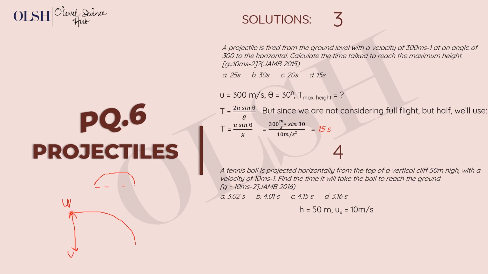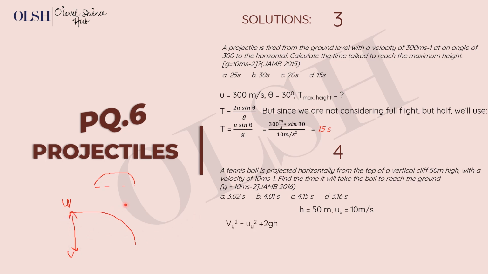Now this object was shot horizontally, which means it has a horizontal speed of 10 meters per second, but the speed has no vertical component, it only has a horizontal component. So obviously the vertical speed at this point is 0, and it's going to hit maximum vertical speed just before it hits the ground. Since we know that, we can use that information to find the time it's going to take this object to go from this point to this point.